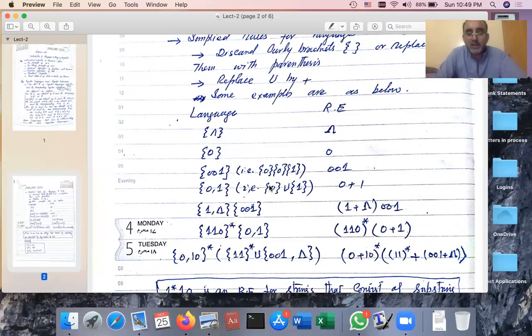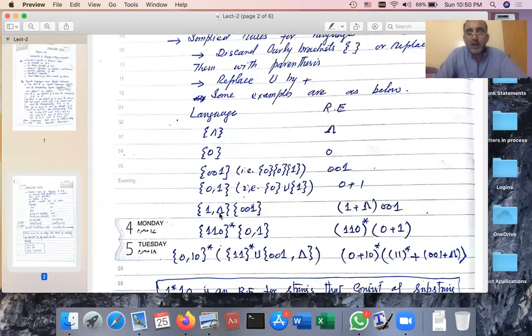So I can write it as {0} union {1}. This is again the same thing as this one. And if this is a union, I know that I can replace the symbol U with plus, and then 0 without braces and 1 without braces. So it becomes 0 plus 1.